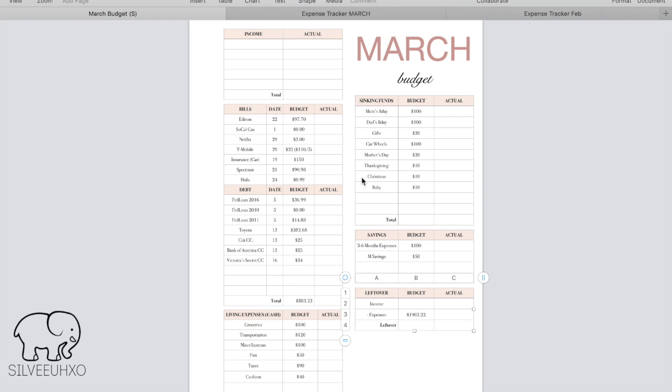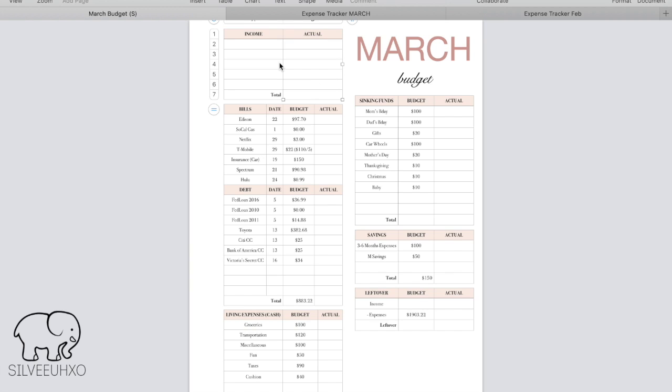What I did, I created boxes, divided the page into 2 columns. On this first box is where I'll be writing my income, any source of income that I have. Poshmark, YouTube, if you recycle cans, Uber, whatever it may be, if it's income, it goes in this box.